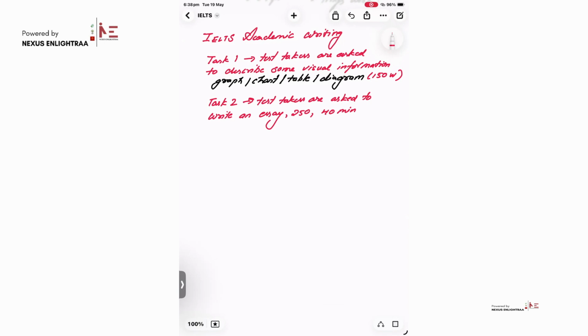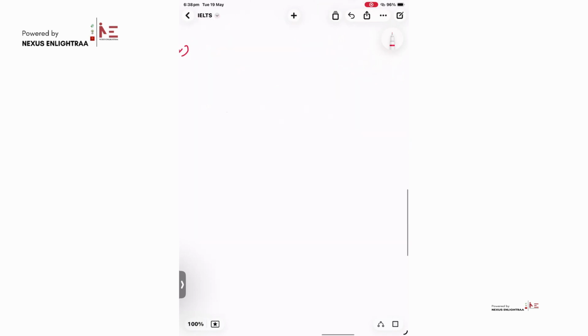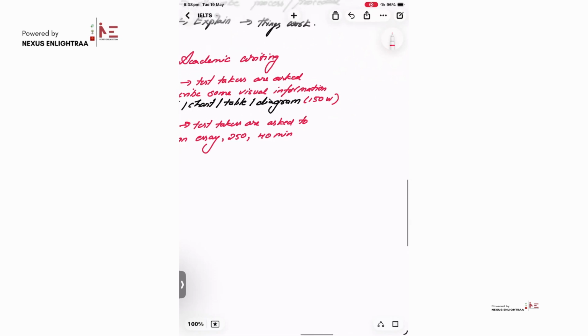Now, there are a couple of reasons why we prefer to start with task two, that is IELTS essay writing. We prefer to go with this because it is a little difficult compared to your task one, so it sometimes takes more time. So we prefer to start teaching from here. Task two, so we will start with task two from our end as well.